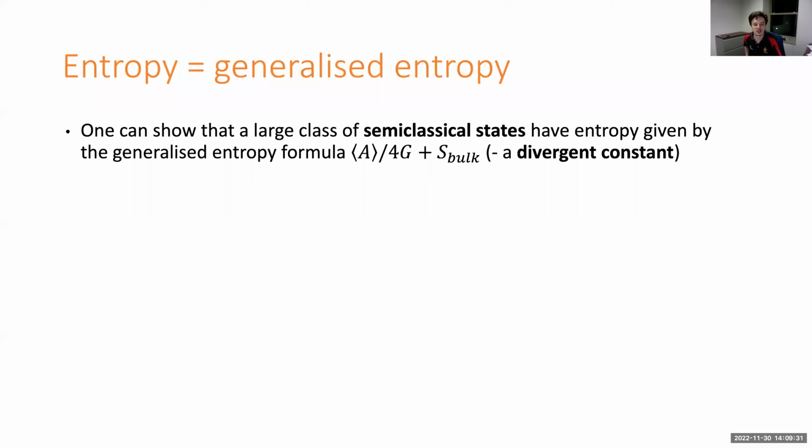So it turns out you can show, for a very large class of what we call semi-classical states, basically states where the fluctuation in the time shift is very small, that this entropy, the entropy defined on this type 2 algebra using this trace, is given by the generalized entropy formula: the expectation of the area of the horizon over 4G plus the naive QFT entanglement entropy of stuff outside. Should say there's also minus a divergent infinite constant. That's just how type 2 entropies work. So that's what we should expect to exist.